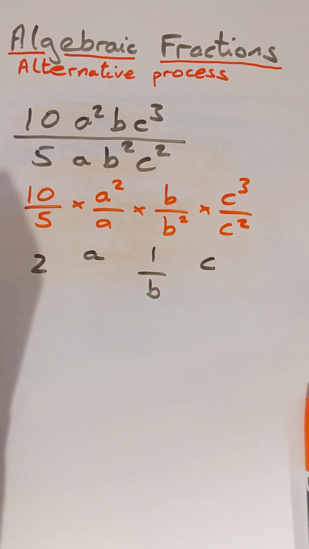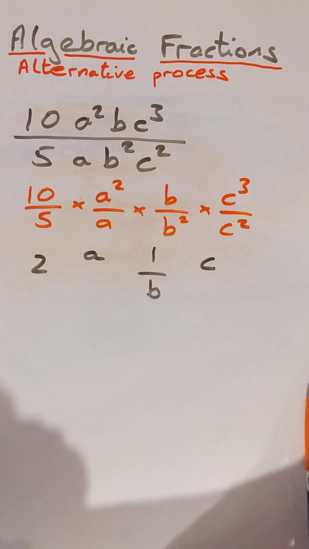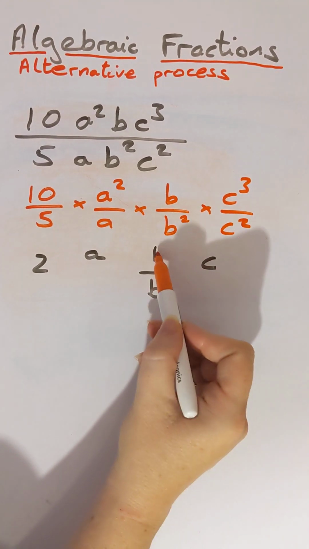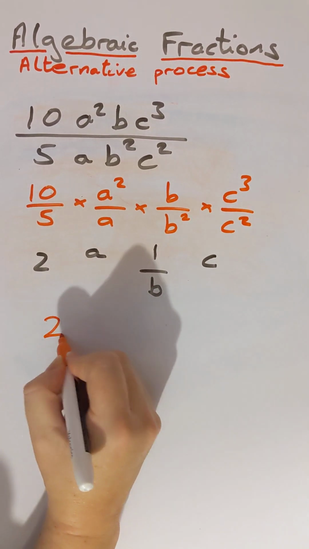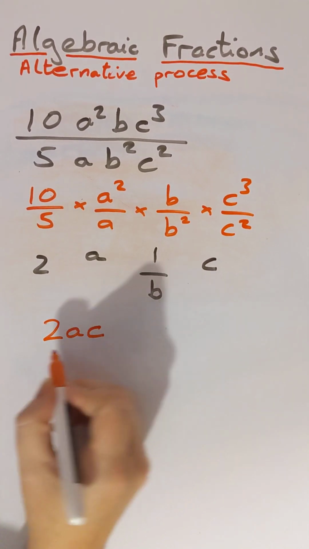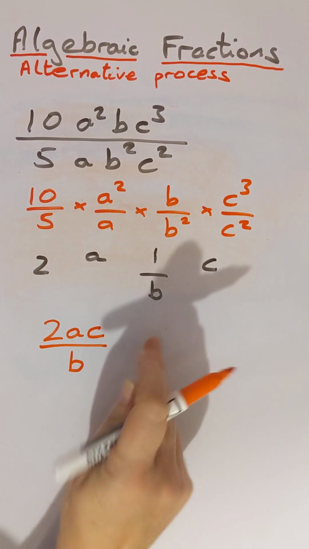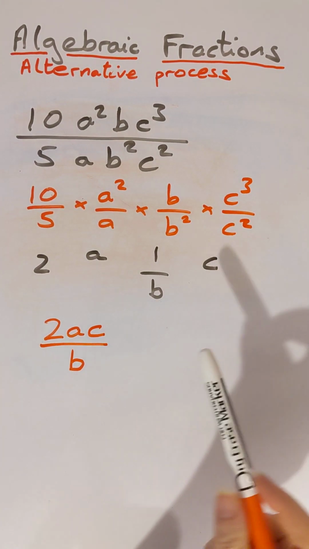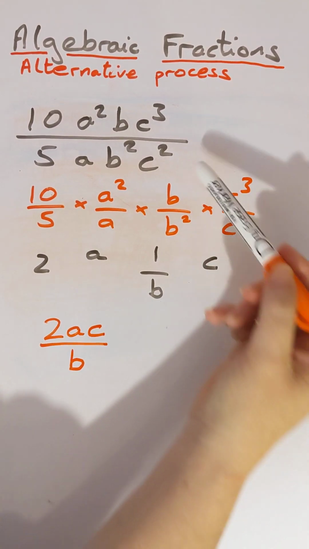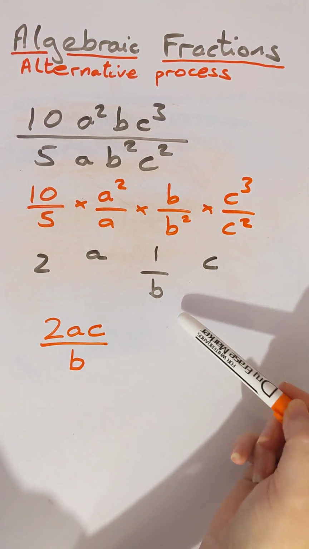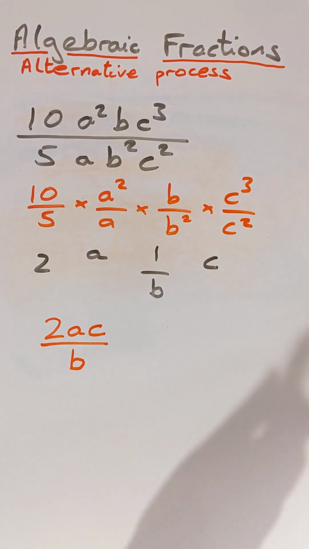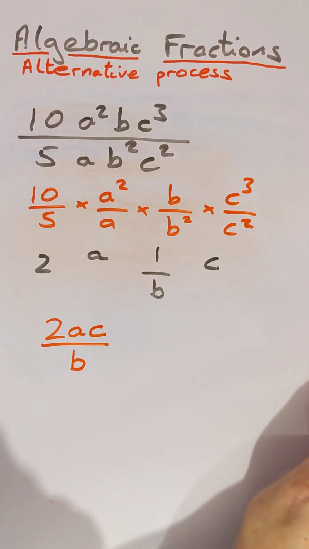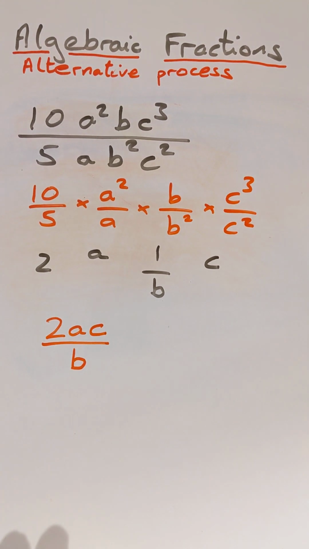Now when this happens, that's going to give us on the top 2a and c, because times by 1 doesn't change it. So 2ac on the top over b, because that b is still on the bottom. One of the mistakes people have been making is if it cancels to only the bottom having something, they've been putting that up the top. That's not how it works. If it's on the bottom, it lives on the bottom. It doesn't change where it lives.